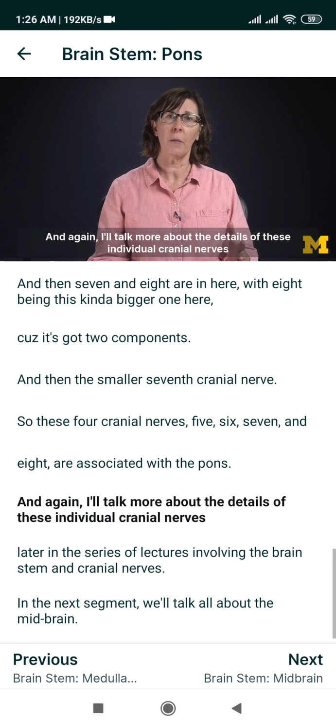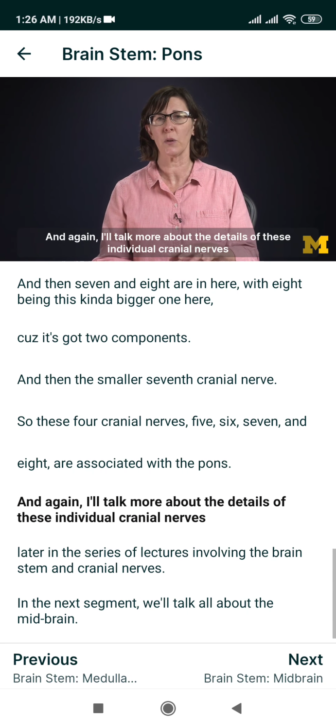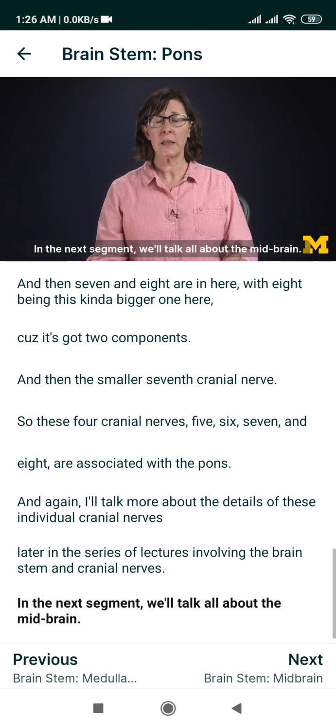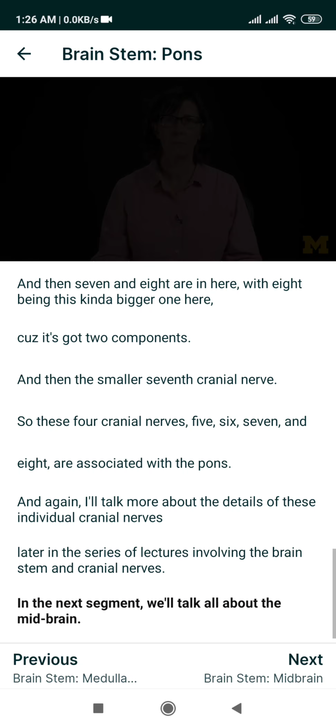And again, I'll talk more about the details of these individual cranial nerves later in the series of lectures involving the brainstem and cranial nerves. In the next segment, we'll talk all about the midbrain.